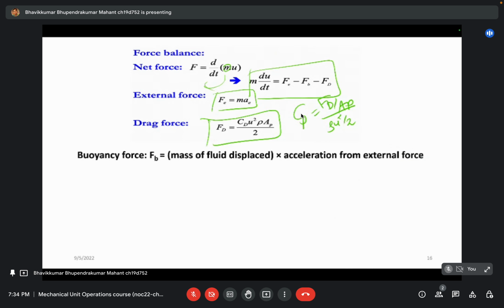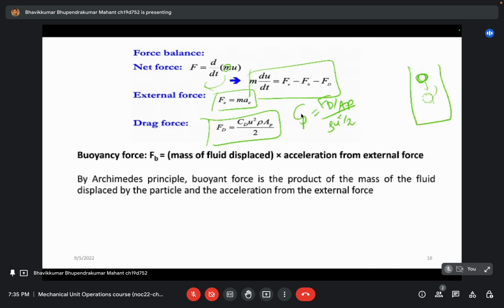And the buoyancy force Fb is equal to the mass of fluid displaced. So buoyancy force, as you know, here if our solid particle is a sphere and it is flowing like that, if it comes to here, then it displaces the mass which is over here, and it has some acceleration from the external force. So that's how you can calculate, that's how you can consider the buoyancy force calculation.